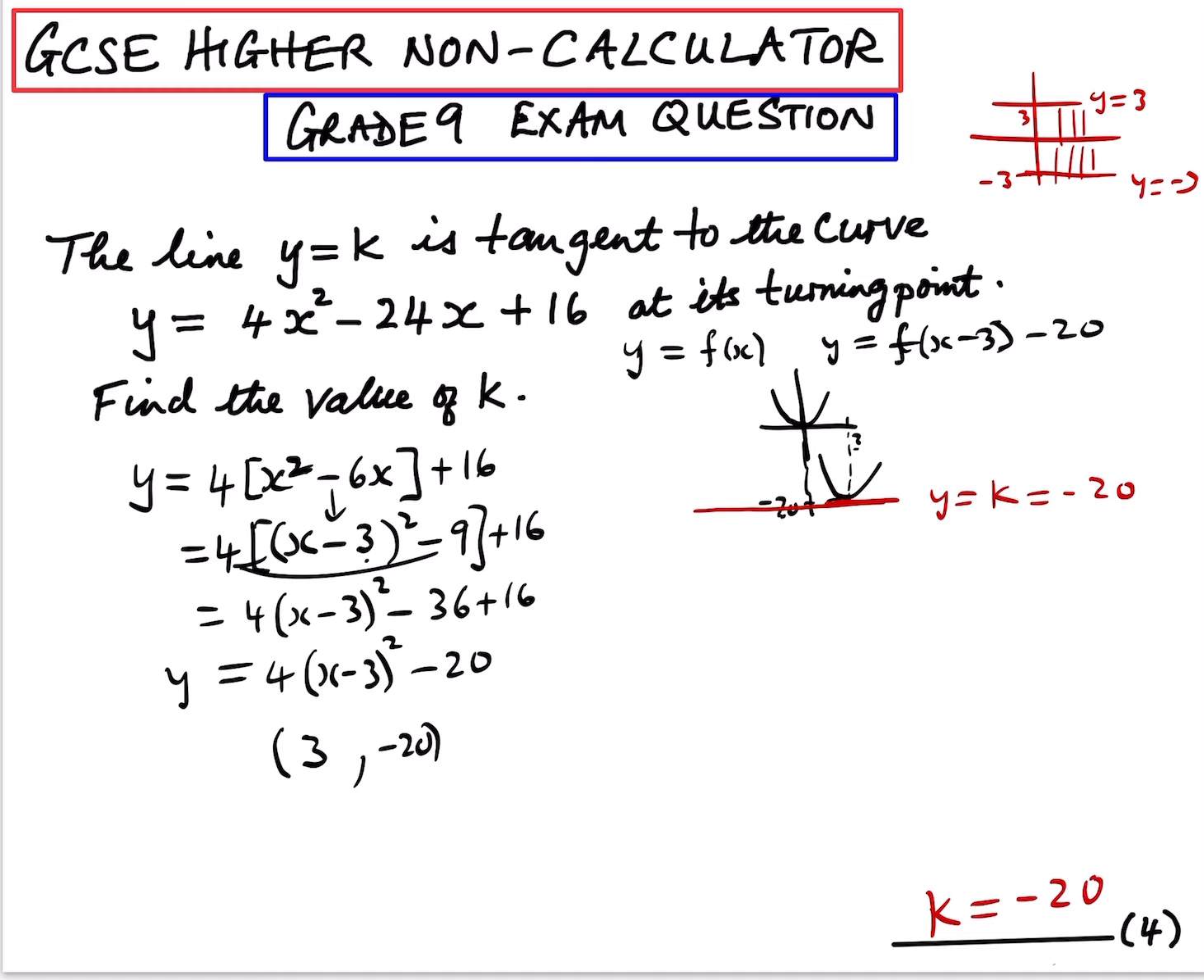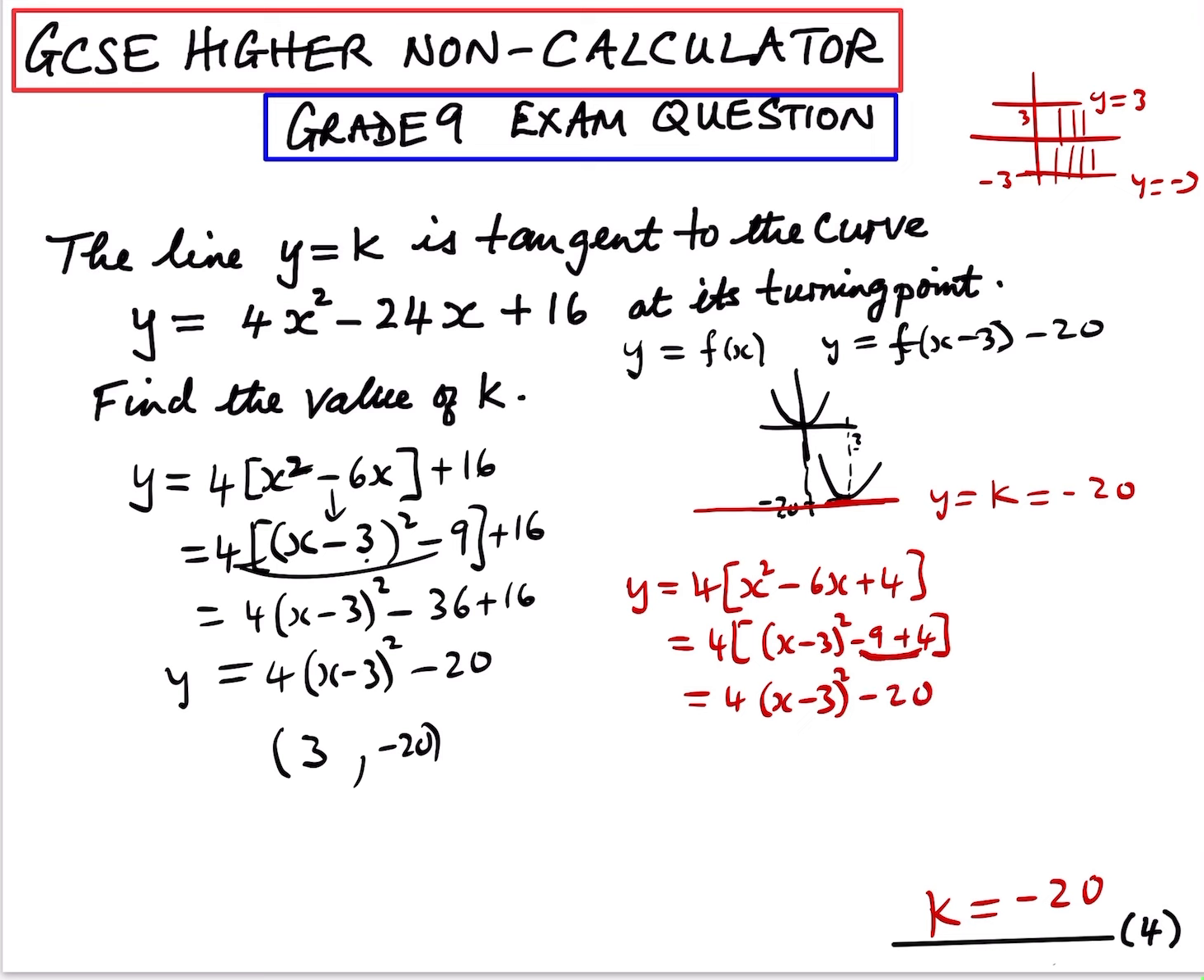But now I'd like to show you in red what happens if I want to take a 4 out of the whole lot, which I can in this case, simply because 16 is a multiple of 4. If it's not, I'd recommend you go with the first way I've done it. So you've got 4 here. Now let's complete the square inside. x minus 3 all squared. We need to subtract 9, and there's your plus 4, equals 4 bracket x minus 3 all squared, minus 9 plus 4 is minus 5, times 4 is minus 20. There you go. You get the same answer.